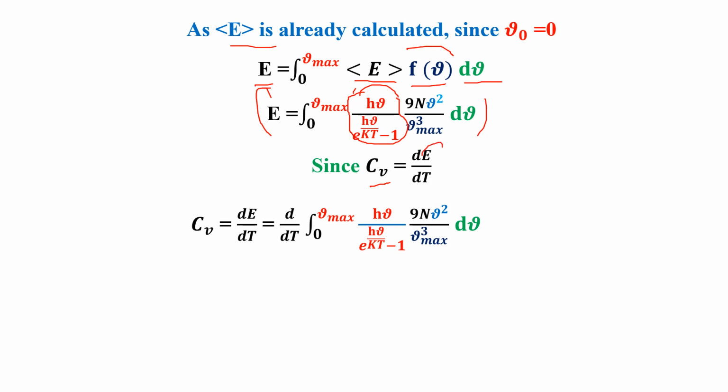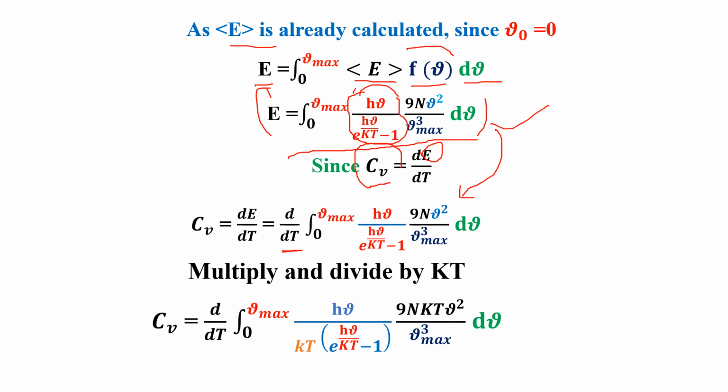So instead of E in this equation, we can substitute the values, that is, the integration from 0 to nu max of h nu by e to the h nu by kT minus 1. So this value can be substituted here instead of E, and here we have to differentiate this integrated equation. So you should be careful when you are differentiating it. I will explain it in the further slide, how to differentiate it.